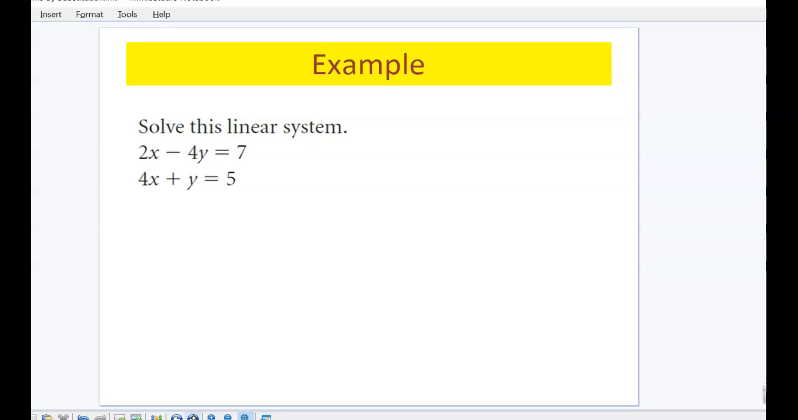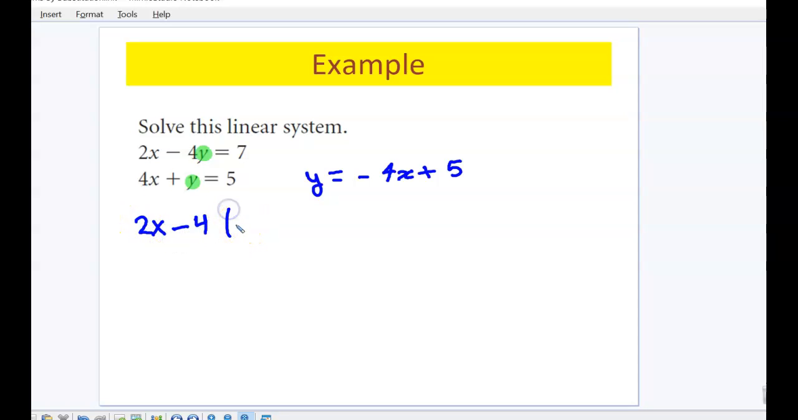Okay, in this question, again, we're asked to solve the linear system, and again, to isolate, this is probably the easiest to isolate that y right there. So I'm going to subtract the 4x to the other side. So y equals negative 4x plus 5. So wherever I have a y in here, I'm going to put in negative 4x plus 5.